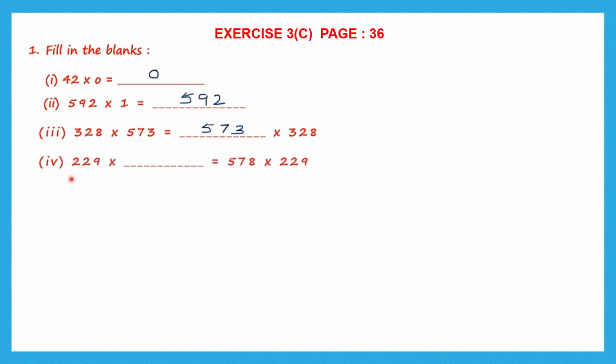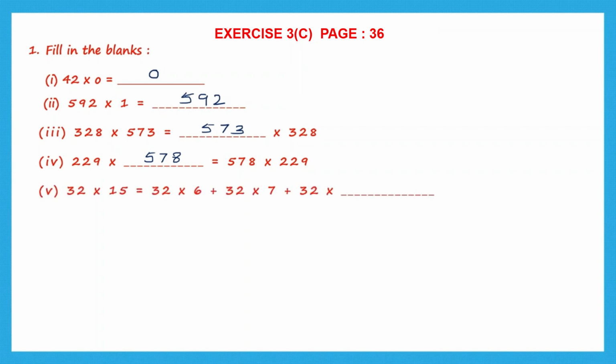Question 4. 229 into dash is equal to 578 into 229. So here also we are using the commutative property, which says that even if you change the order of the numbers and multiply, your product will be the same. So here we have 229 first, and here we have it second. So here 578, which is first, will come here in the second place. So let's write that down. 578.